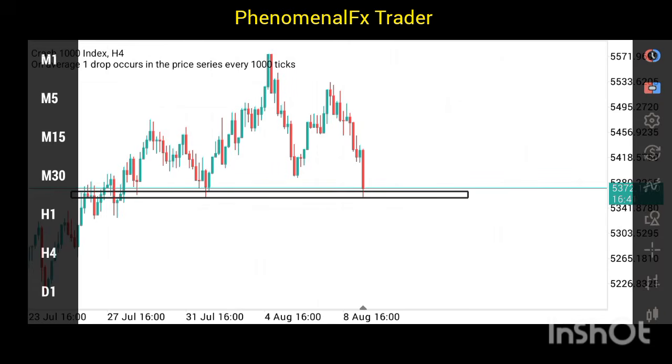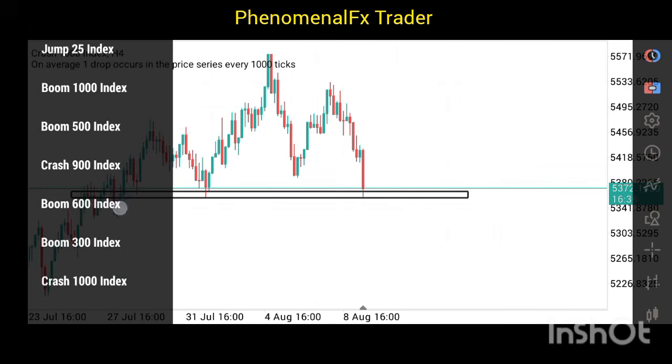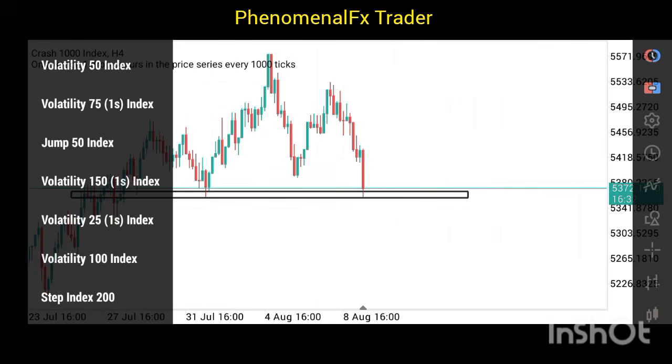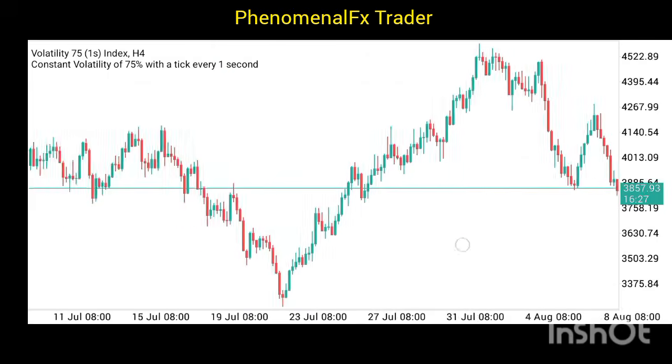Let's look at another pair right here. Let's check this pair. Let me just quickly pick one pair at random. Let's see VIX 75 one is what we have here on this pair.